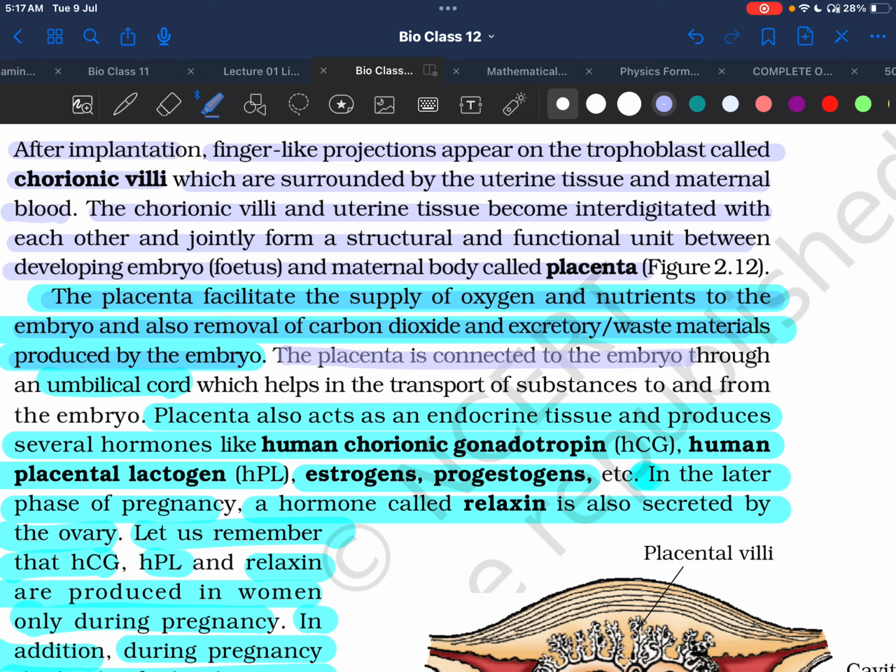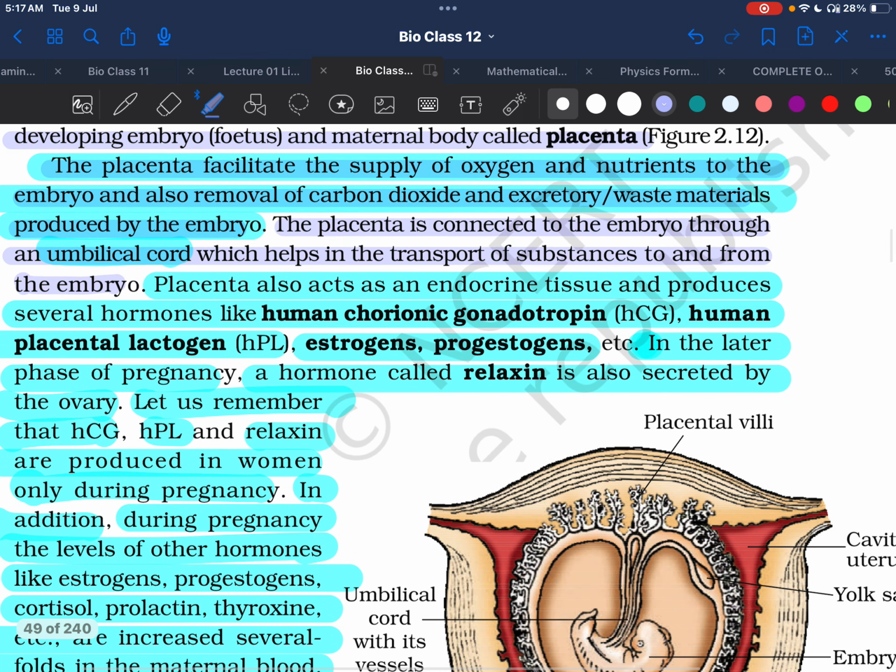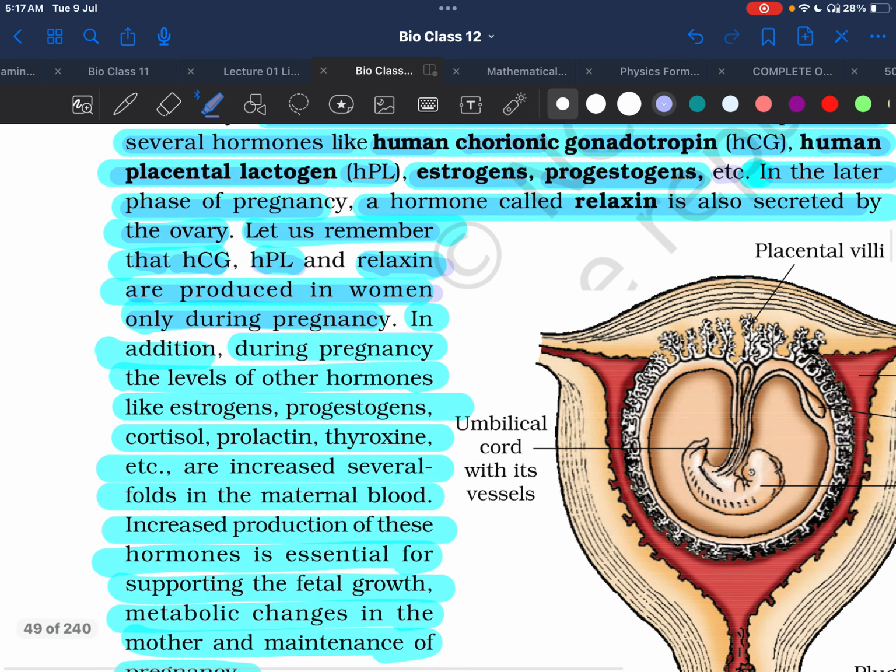The placenta is connected to the embryo through an umbilical cord, which helps in the transport of substances to and from the embryo. The placenta also acts as an endocrine tissue and produces several hormones like human chorionic gonadotropin (HCG), human placental lactogen (HPL), estrogen, progestagens, etc. In the later phase of pregnancy, a hormone called relaxin is also secreted by the ovary. Let us remember that HCG, HPL, and relaxin are produced in women only during pregnancy.